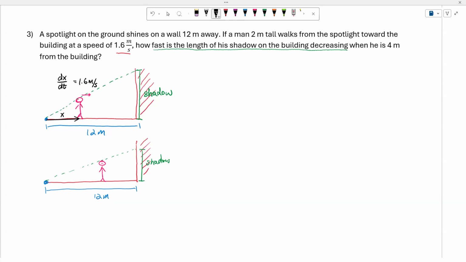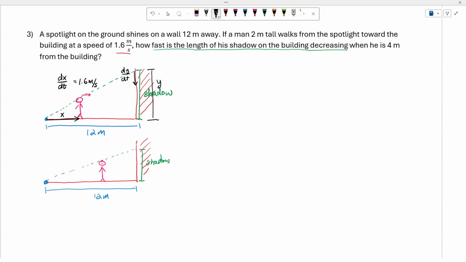Then let us look at this. What if I consider that the shadow is the y value? What I'm looking for is how fast the shadow is decreasing, which is related to y. So dy/dt is how fast the shadow is decreasing. This is kind of the idea.